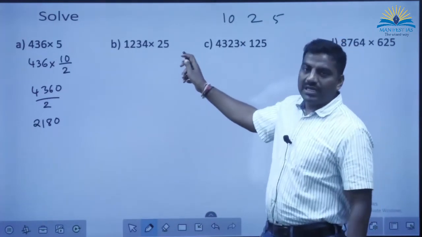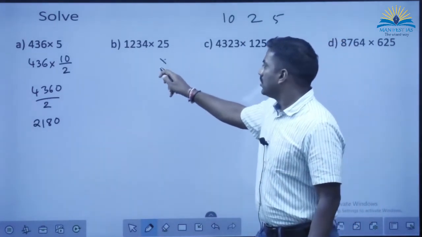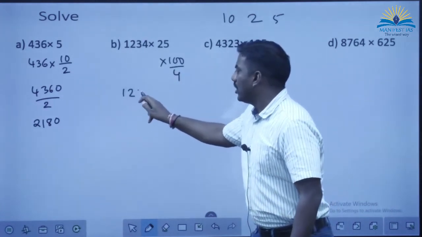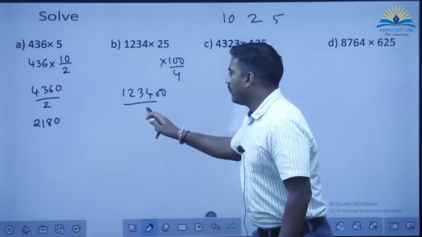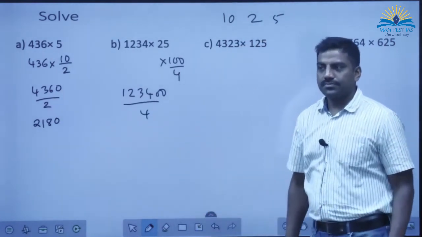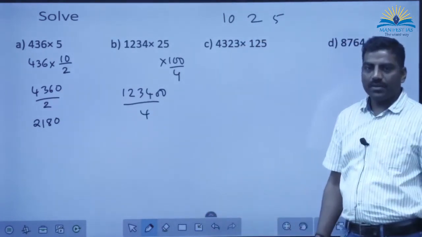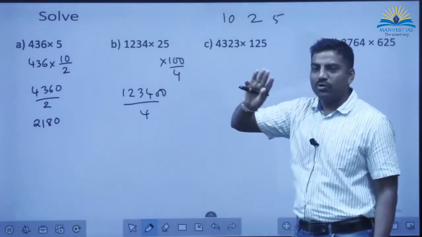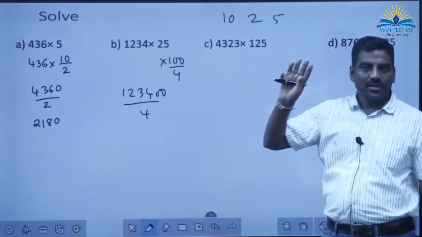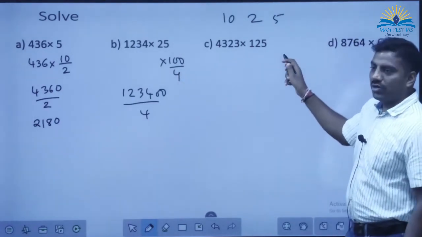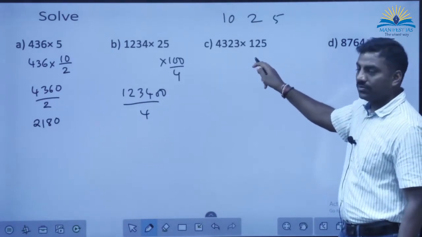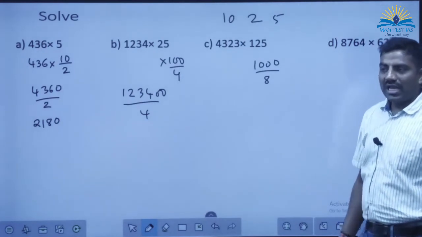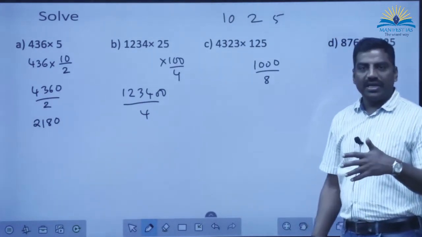What about 25 when I am multiplying with 25? Can I write 100 by 4? Simply give 2 zeros, 1, 2, 3, 4, 00 and divide by 4. You will get the answer. I find this as easier one. If you are finding this as easy, I don't insist to do this method. Then 125, how can I express? 1000 divided by 8. That is why I have told always 2, 5 and 10 are complementing each other.